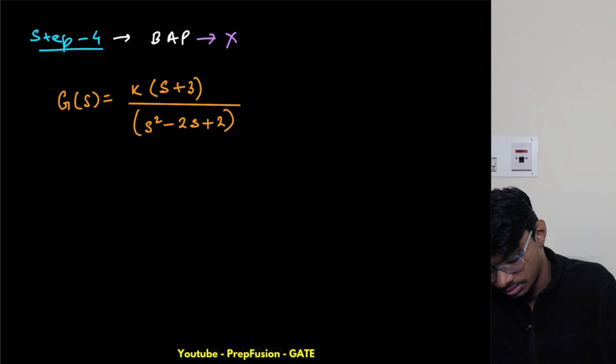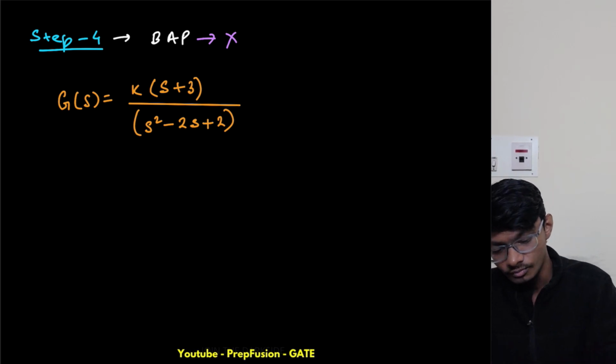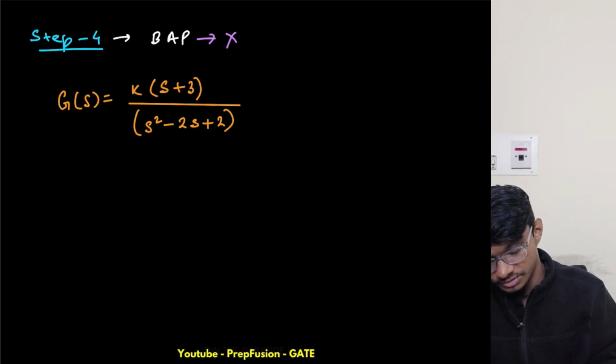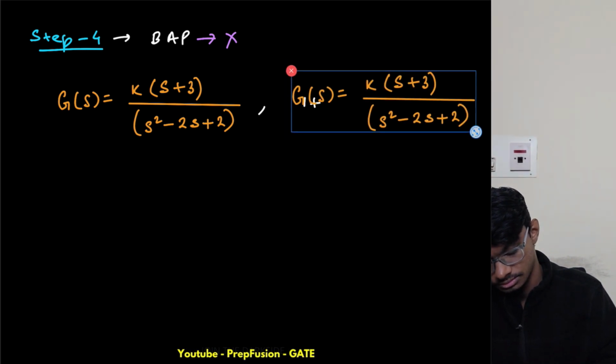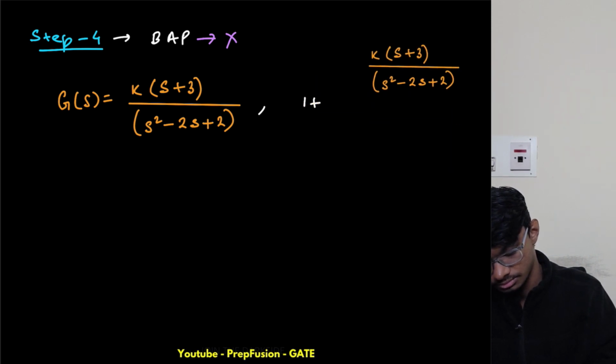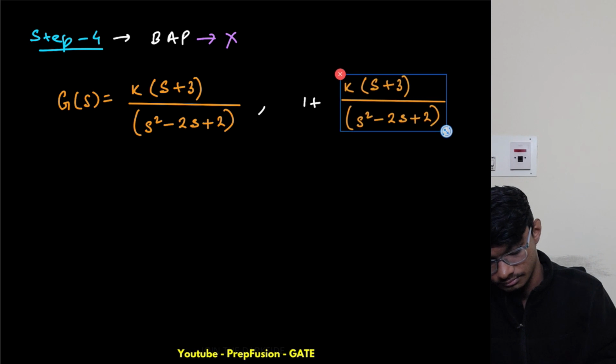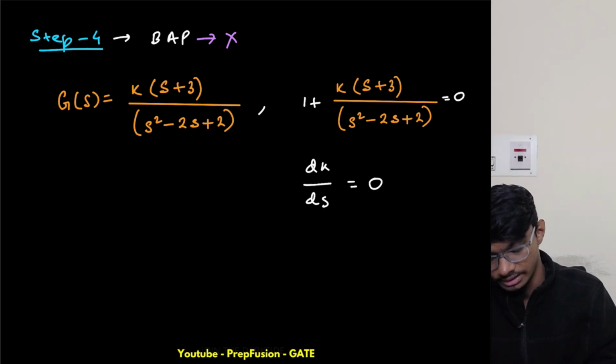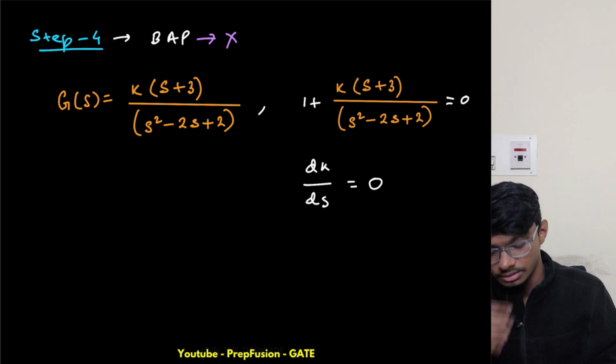I will write this as, so what is my a of s from here? You can do that one also, dk by ds equals 0. That one also you can do, whichever suits you. Like you can write 1 plus this equals 0. Then what you do is make dk by ds equals 0. From there also you can find it out, but that does the same thing that I do, right? So that is the same thing that I will do here.